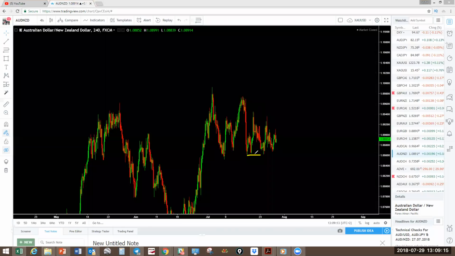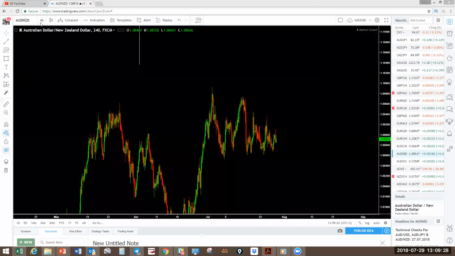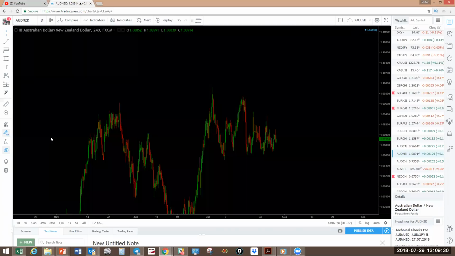Okay, so we've got 1, 2, 3 possible, that is, this is a W, this is a X, and now we are making another X or a Y move here, a deeper correction basically before we go to the upside. Let's just have a look at the daily and see what the structure looks like here.